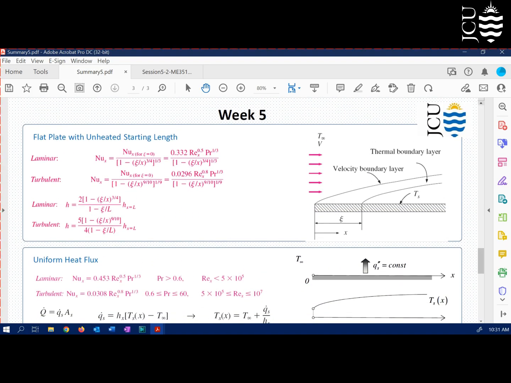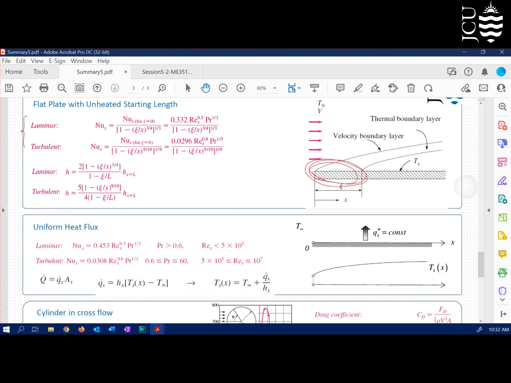Another equation we have: what if a portion of the wall hasn't been heated, so we don't have a heated section, and the heated section starts from some distance from the beginning of the surface? For those cases, we have some formulas in laminar and turbulent regimes. As you can see, because we have many applications for this case, we have some studies investigating this one.